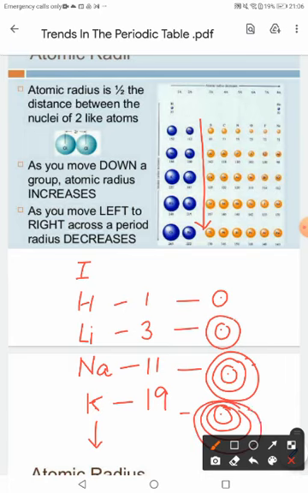Now if we increase these shells, we can easily see that the size is also increasing, because down a group the number of shells increases due to the increase in atomic number, and due to the increase in the number of shells the size is also increasing. So we can see that down a group the atomic size increases due to the increase in the number of shells.